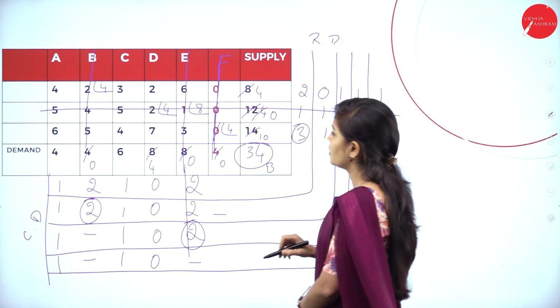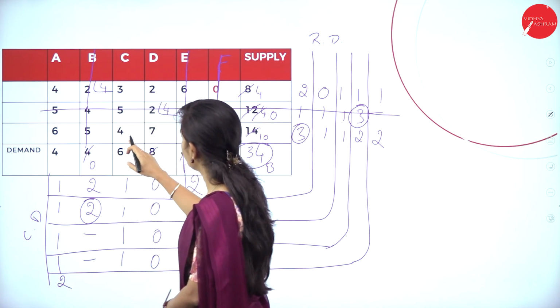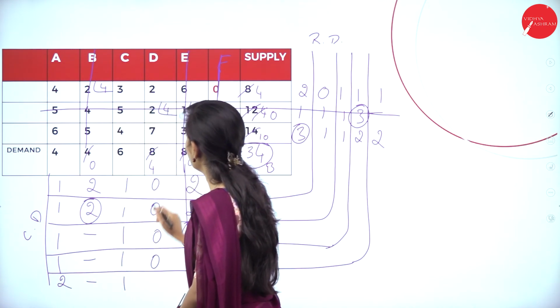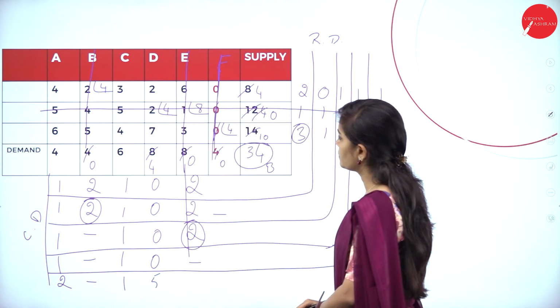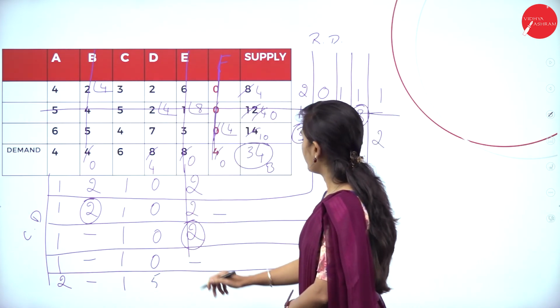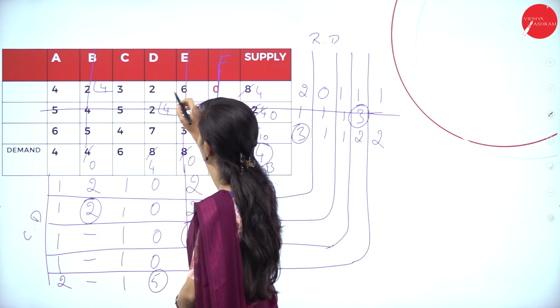Difference is 2. And here in column difference, 6 and 4, difference 2. 4 and 3, difference 1. 7 and 2, difference 5. So, here 5 is the highest penalty cost. It comes under column D. So, 2 is the least value.